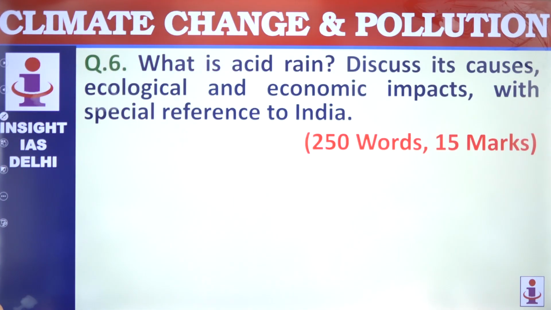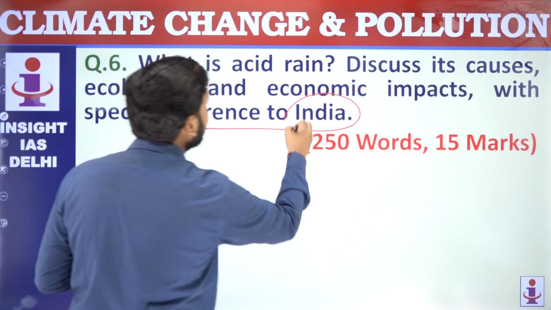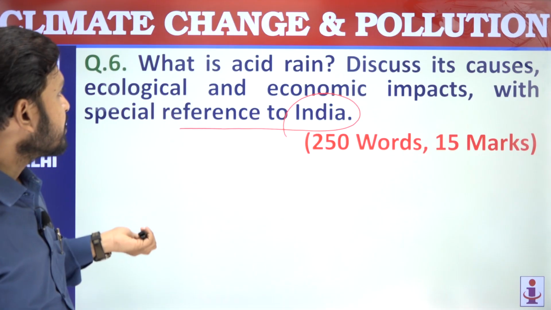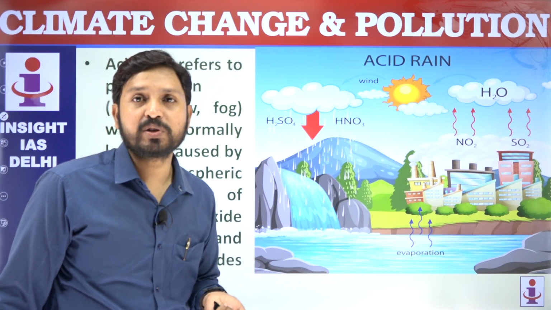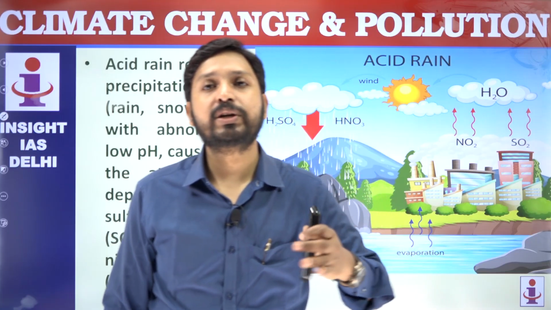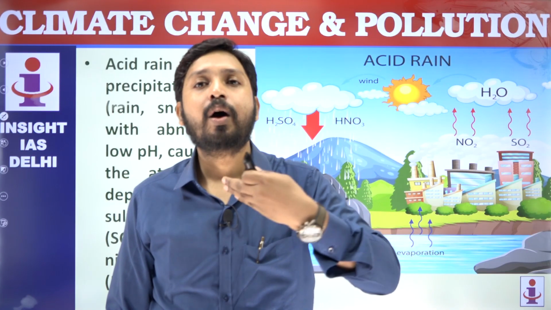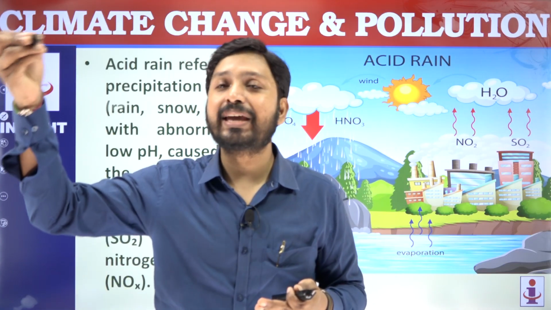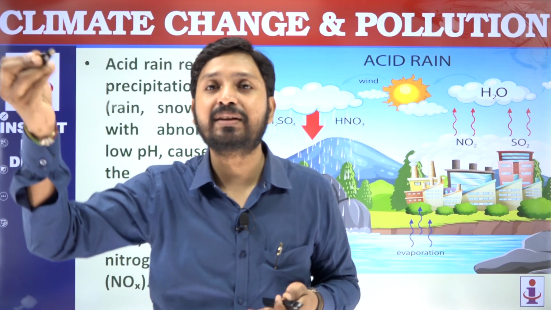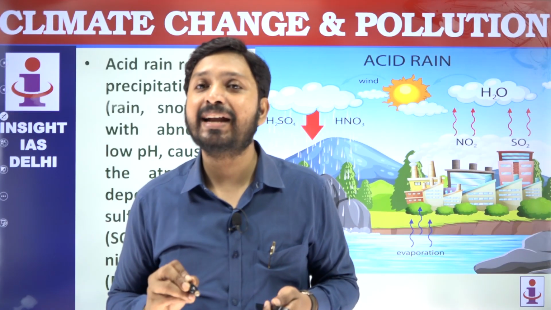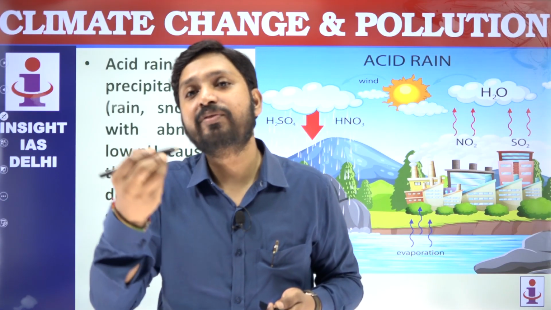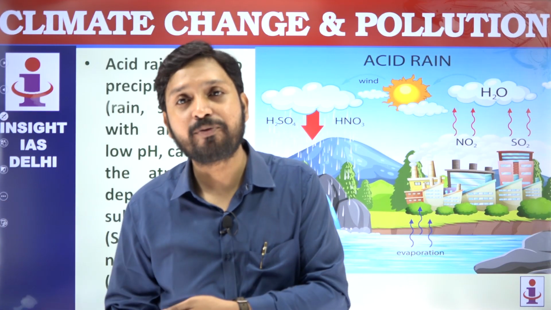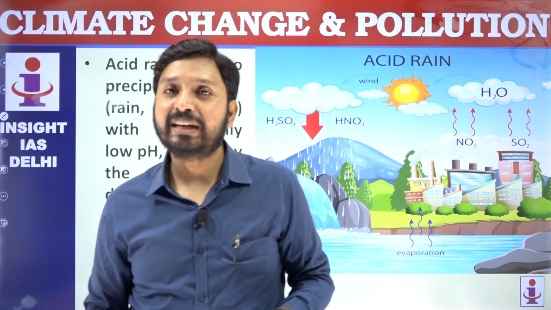What is acid rain? Discuss its causes, ecological and economic impact with special reference to India. So first we'll see what is acid rain. See, whatever nitrogen related or sulfur related compounds are there, whether it is vehicular pollution or natural sources like volcanic eruptions, or industries, whenever they are releasing these sulfur and nitrogen compounds, they will reach the atmosphere. In the atmosphere, when they react with the moisture present, they will form what is called sulfuric acid and nitric acid. So this sulfuric acid and nitric acid will once again come back towards the earth's surface, either in dry form or through rainfall. Through precipitation, it can come back to the earth's surface.